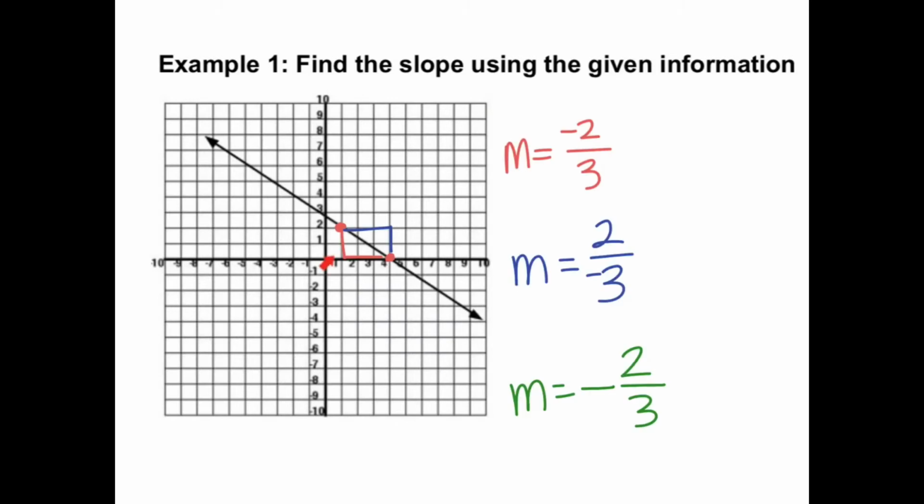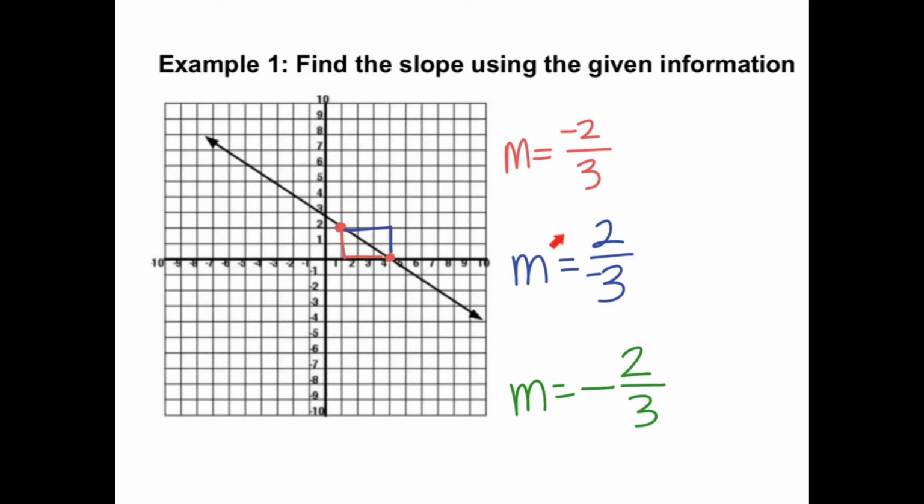This graph here, I picked the point 1, 2 and the point 4, 0, and counting in the red, I start up here and I went down 2, but then I went to the right 3. So it was down 2 and to the right 3. So a negative rise, a positive run. But if I go in the other direction and I start at this point, my rise is positive, my run is negative. So that would look like 2 over -3.